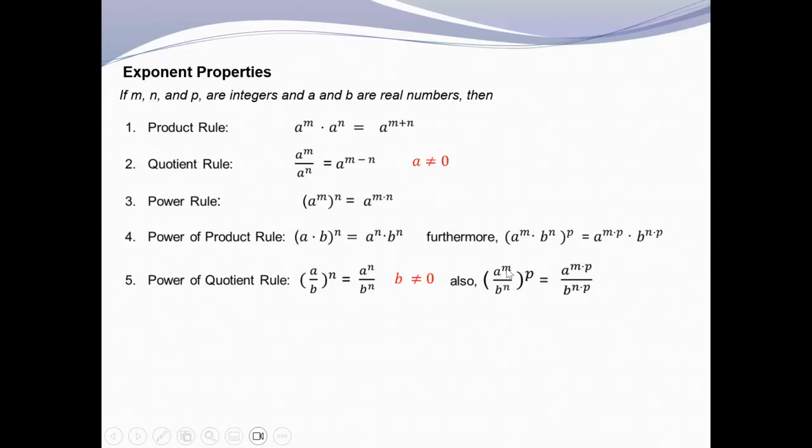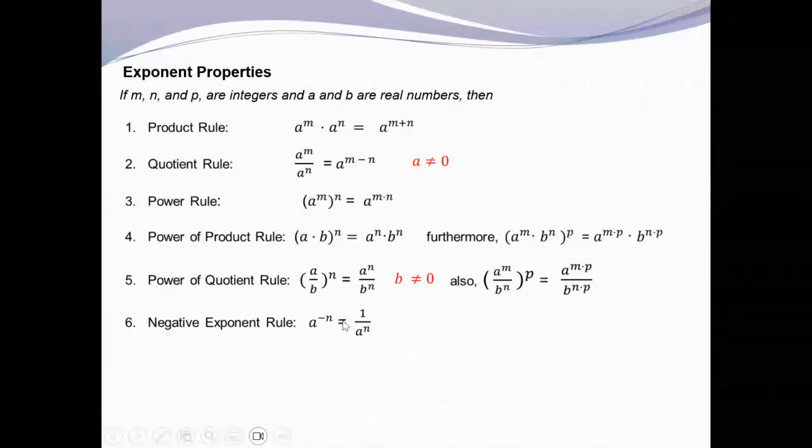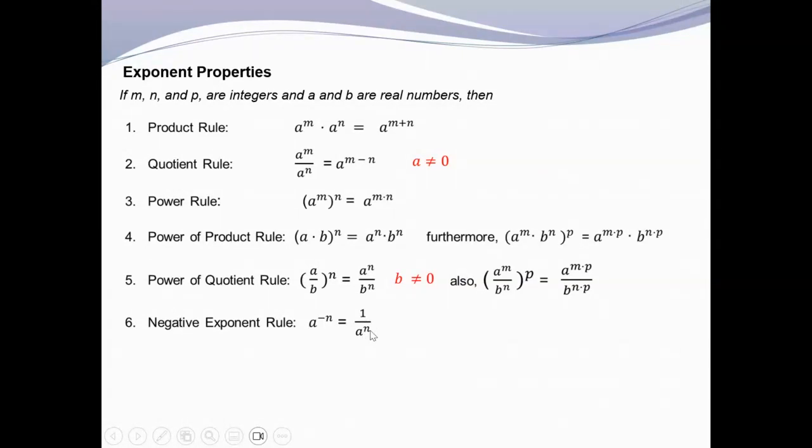And also, furthermore, if you have a to the m divided by b to the n raised to the p power, you're going to multiply the p times the exponents. So it's going to be a to the m times p and b to the n times p. This is called the negative exponent rule. If you have a to the negative n, you make it positive by sending it to the bottom, and the exponent becomes positive. So it'll be 1 over a to the n. Or also, it can be the reciprocal. If you have a fraction, like say a divided by b to the power of negative n, you do the reciprocal or you flip the fraction, and the exponent becomes positive.